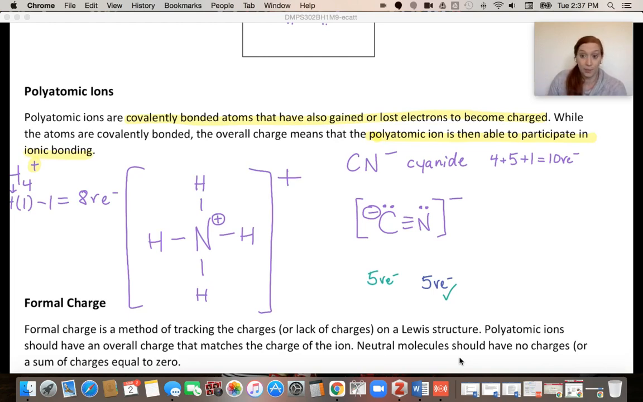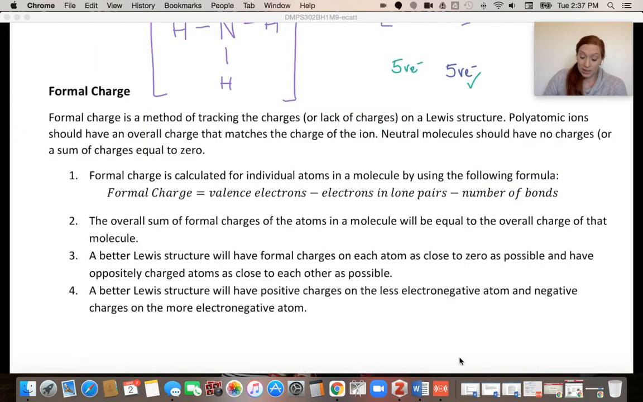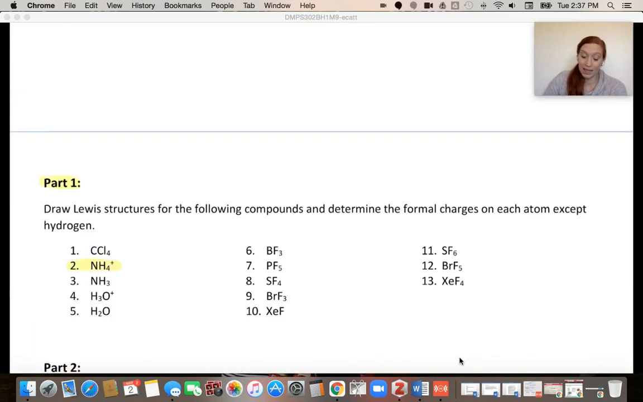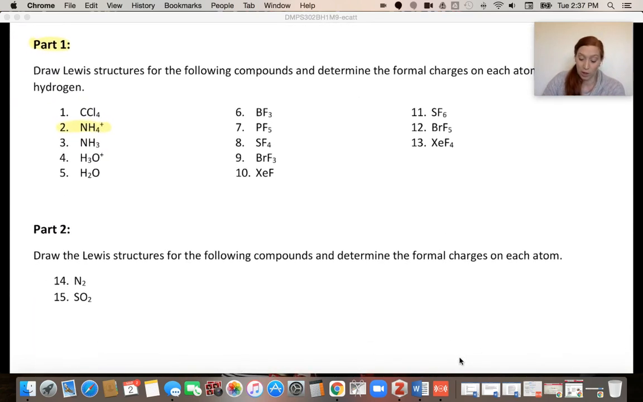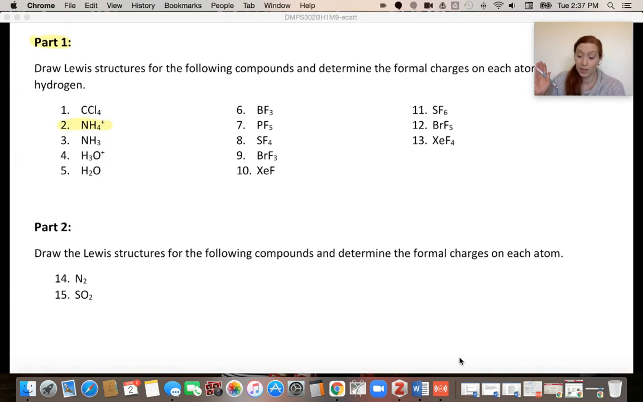You've got some more opportunities to practice Lewis structures on this next page, both part 1 and part 2. And then you're going to have lots of opportunities to practice on worksheet 2 in your problem set. So please make sure that you reach out to your teacher with any questions that you might have, and happy Lewis structuring.